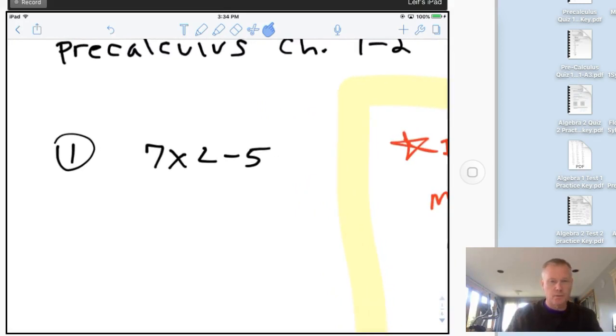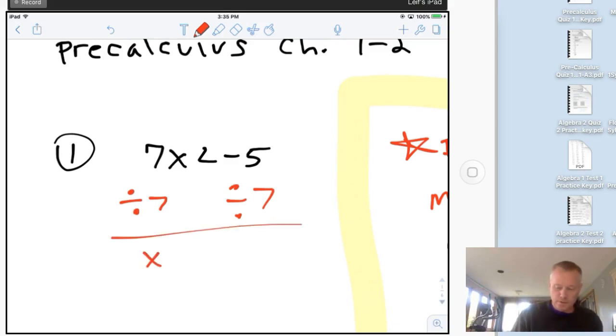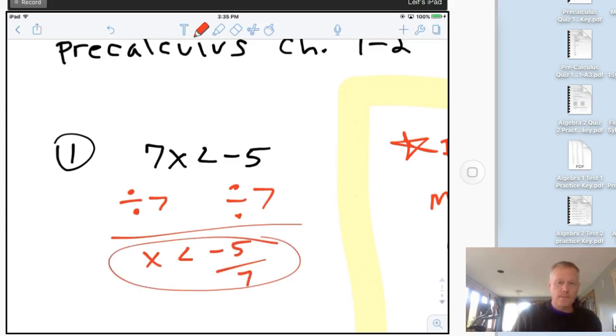So for example, if I'm over here, you treat this like an equal sign. This would be the same kind of steps you do to solve 7x equals negative 5. Now the question is, do you flip the sign or not? Well, did you multiply or divide both sides by a negative number? No, you divide by positive 7, which means you don't flip the sign, you keep it the same, which means that's your answer.